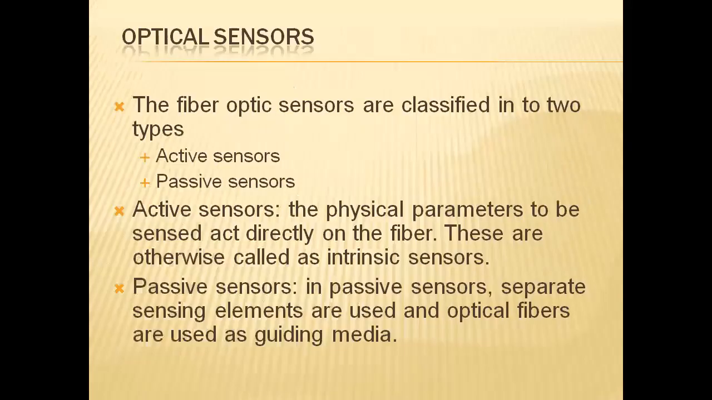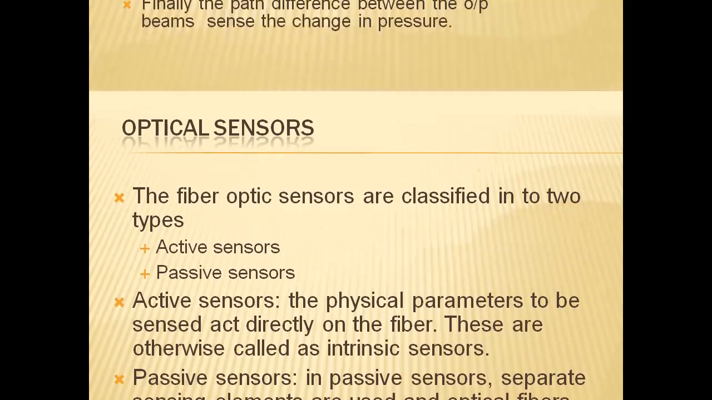Then coming to the application of optical fibers in sensors, two different types of sensors will be there. One is an active sensor and the other is a passive sensor. In active sensors, an optical fiber can be used physically for the sensing purpose, whereas in passive sensors, we cannot use optical fiber for the sensing purpose, but it will be used as the guiding medium, guiding the signals from one point to another point. Active sensors are otherwise called intrinsic sensors, whereas passive sensors are otherwise called extrinsic sensors.